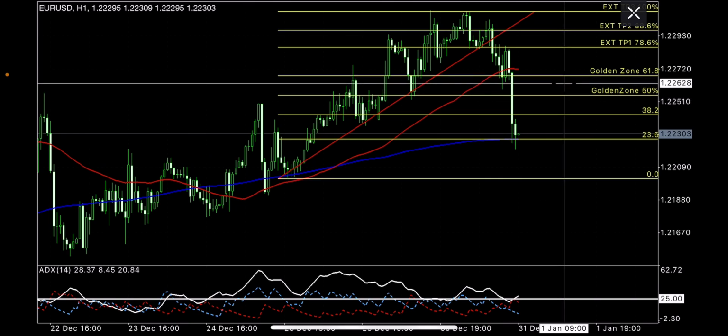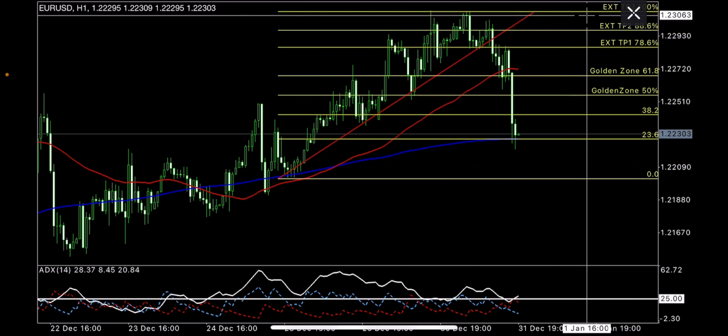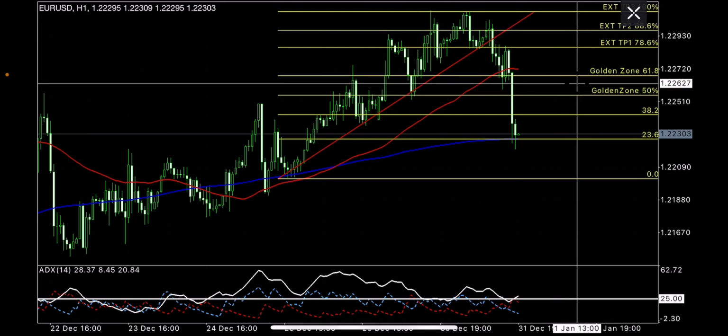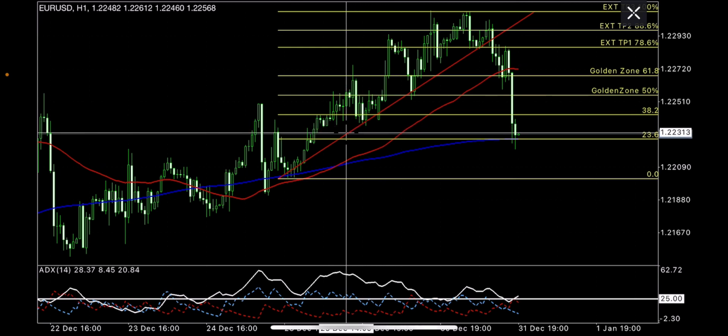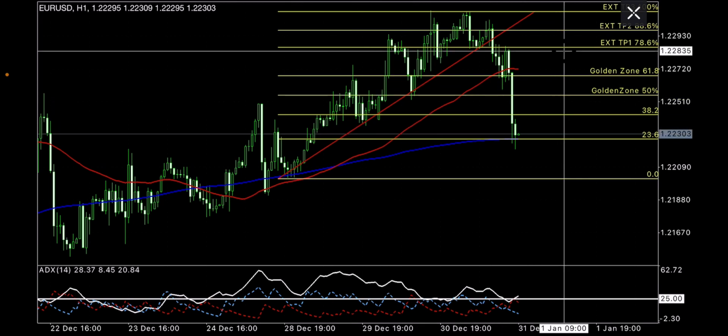My order takes place. The trigger is shot. My take profit is 1, 2, 3. That's my Fibonacci extension levels. Just draw your Fibonacci backwards. Your Fibonacci retracement, just draw it backwards and you will get your extension levels.